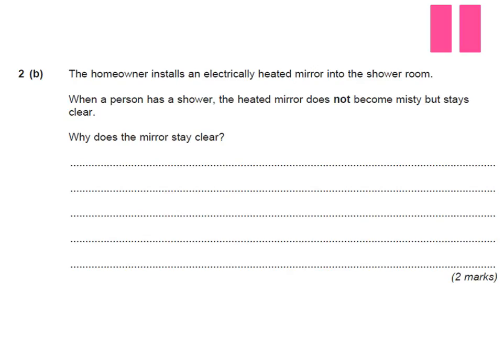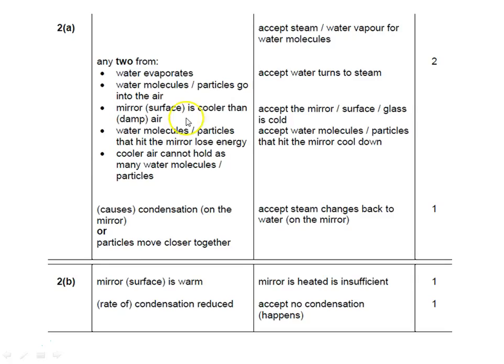It then says that if a homeowner installed an electrically heated mirror into the bathroom or shower room, when a person has a shower, the heated mirror does not become misty but stays clear. Why does the mirror stay clear? So you can't just say the mirror is heated, you have to say that the mirror will be warmer. Therefore, when the gaseous particles come close to it, it will not condense, so it will decrease the rate of condensation.